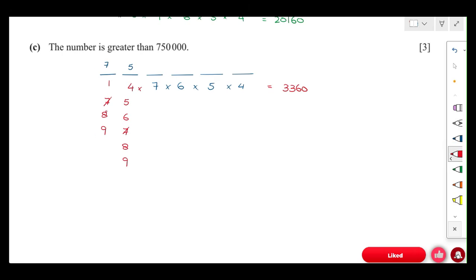Same is the case if you take 8 as the first number. We have again 3,360. When you take 8 as the first number, there are 4 options for the second digit. If you take 9 as the first number, again 4 options for the second digit, 3,360. This is the case that starts with 7.